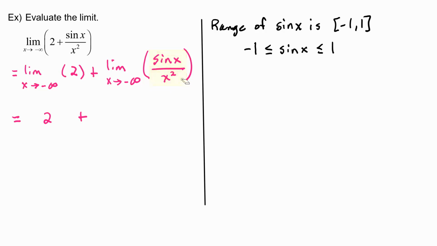Now we know that x squared is a positive number, can't be 0 because it's in the denominator. So we know x squared is a positive number, so our inequality symbols will remain unaffected. So we have negative 1 over x squared is less than or equal to sine of x over x squared is less than or equal to 1 over x squared. We just divided everyone by the same quantity.